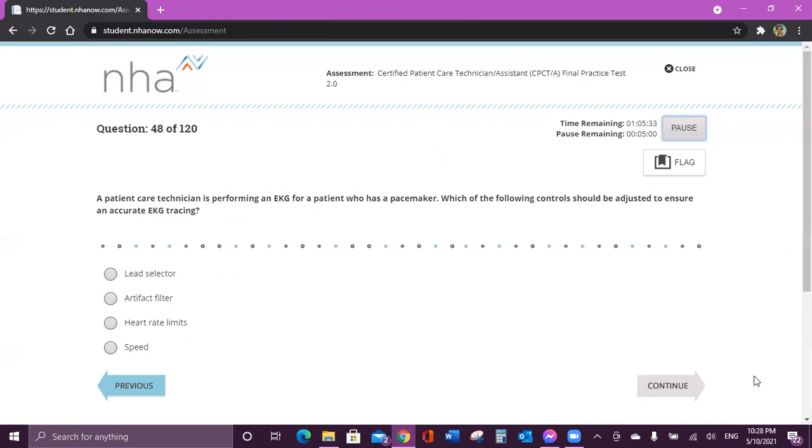A patient care technician is performing an EKG for a patient who has a pacemaker. Which of the following controls should be adjusted to ensure an accurate EKG tracing? Lead selection, artifact filter, heart rate limiting, speed. Which one is it? Heart rate limiting? Artifact filter, I don't think so.